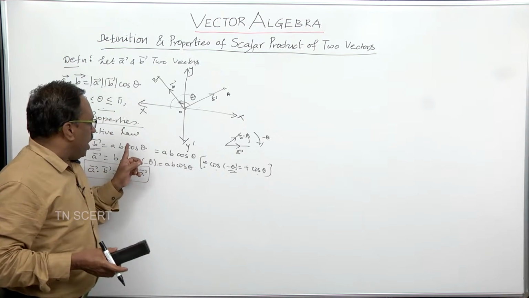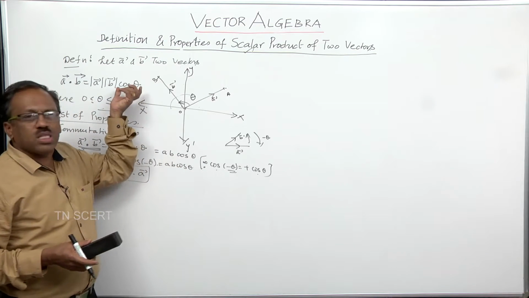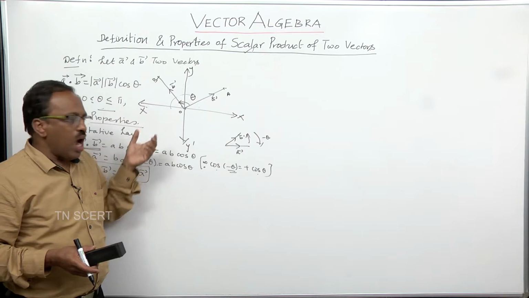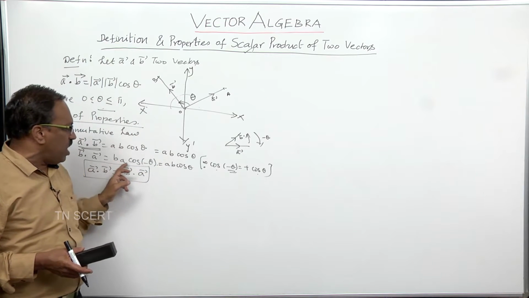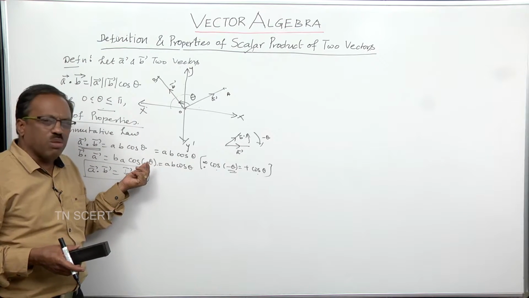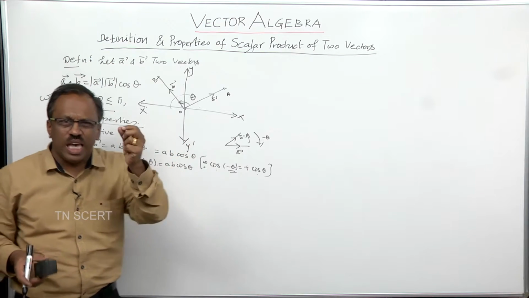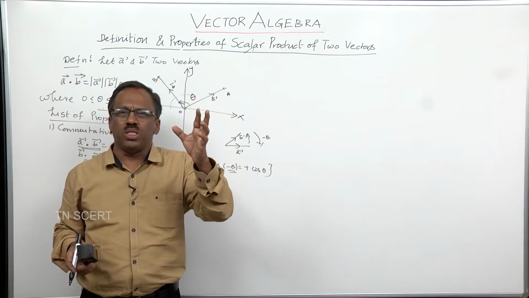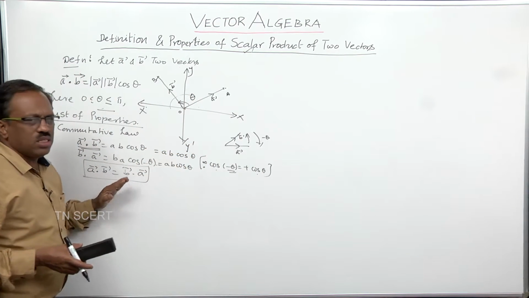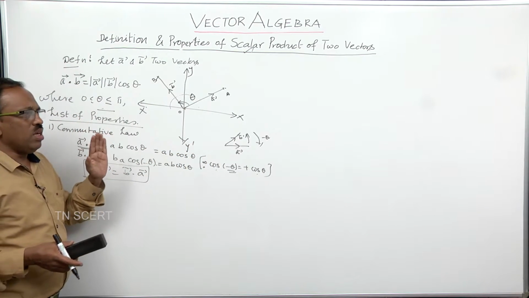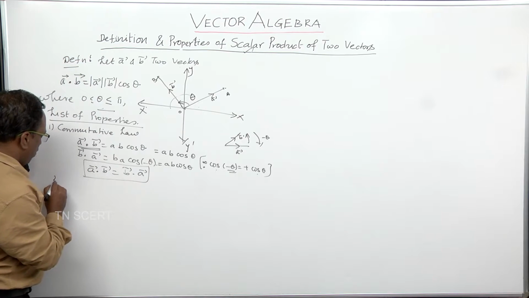So A dot B is AB cos theta, and B dot A is AB cos of minus theta, but cos of minus theta is plus cos theta, so both carry the same answer. So A dot B is equal to B dot A. Okay. Second property, property number 2.